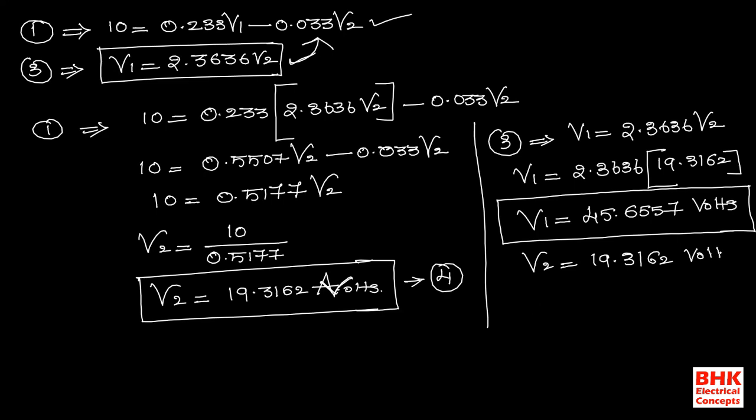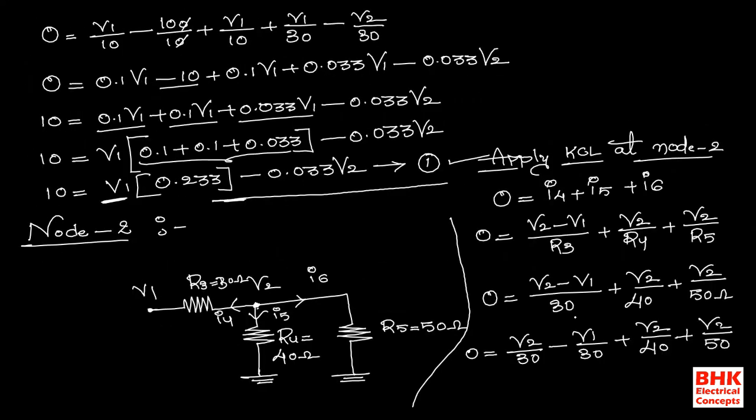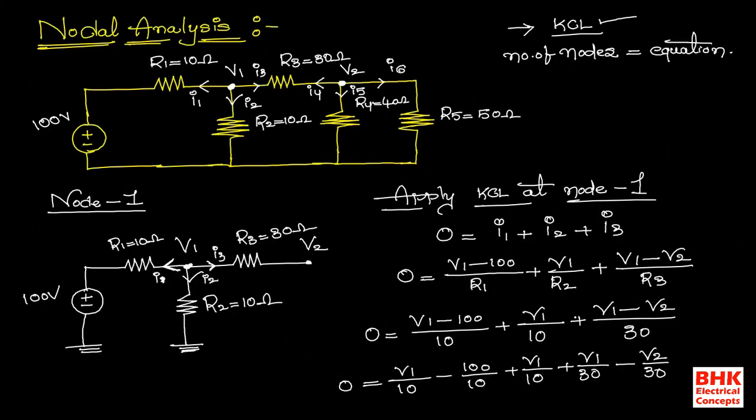19.3162 volts. Okay. So by using the concept of nodal analysis, we are going to find the unknown voltages V1 and V2 from the given circuit. Okay, from the given circuit. So this value we calculated now, and this value we calculated now. Okay. So like this we need to proceed to calculate the unknown voltages available at each node.